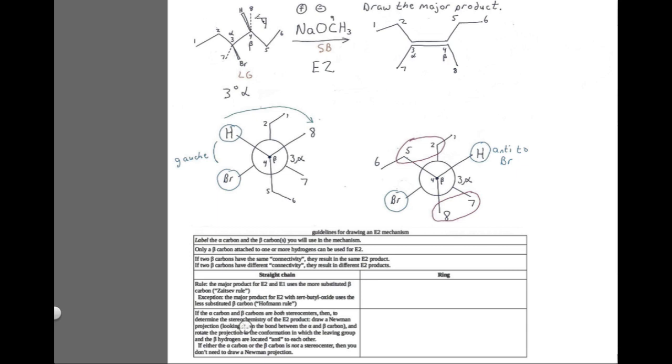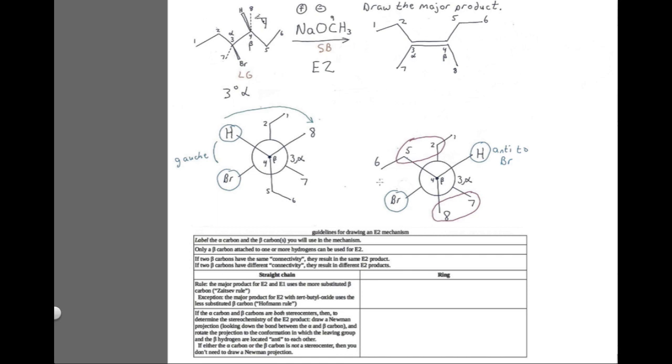So we've applied this guideline. The alpha and beta carbons in the starting material were both stereocenters. So to make sure we were going to get the correct stereochemistry for our E2 product, first we drew a Newman projection. Then we rotated the Newman projection so that the leaving group and the beta hydrogen are located anti to each other. So we took this picture and rotated the hydrogen so that it was anti to the bromine. Then we were able to use this picture to draw the correct stereochemistry for the E2 product.